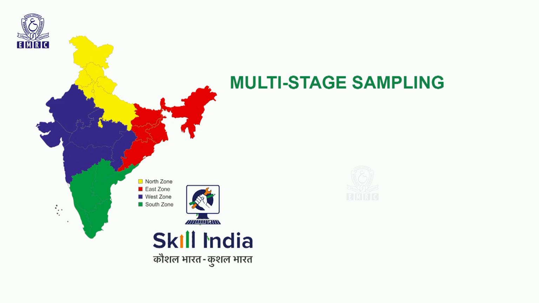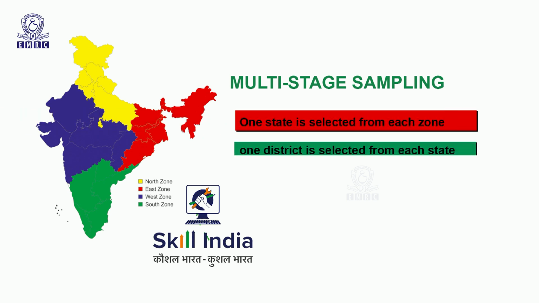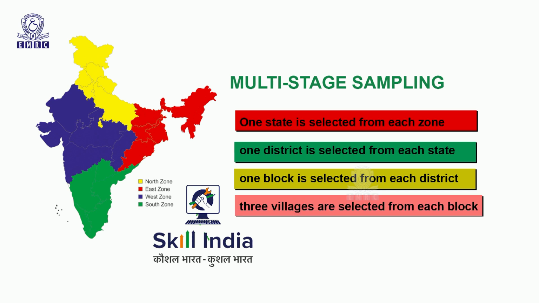He can divide the entire country into 4 zones: Northern Zone, Southern Zone, Eastern and Western Zone. One state is selected from each zone, one district is selected from each state, one block is selected from each district, and three villages are selected from each block. This helps us in studying and understanding the implementation of the Skill India program in the country.